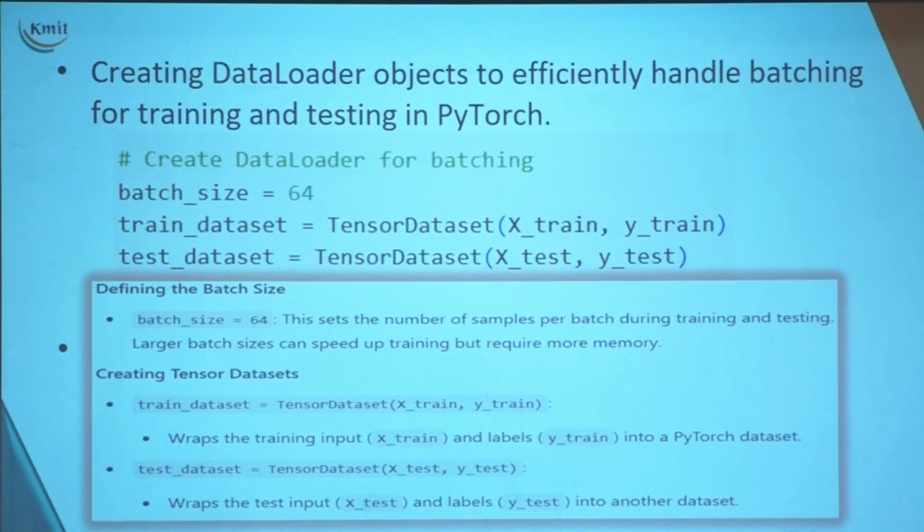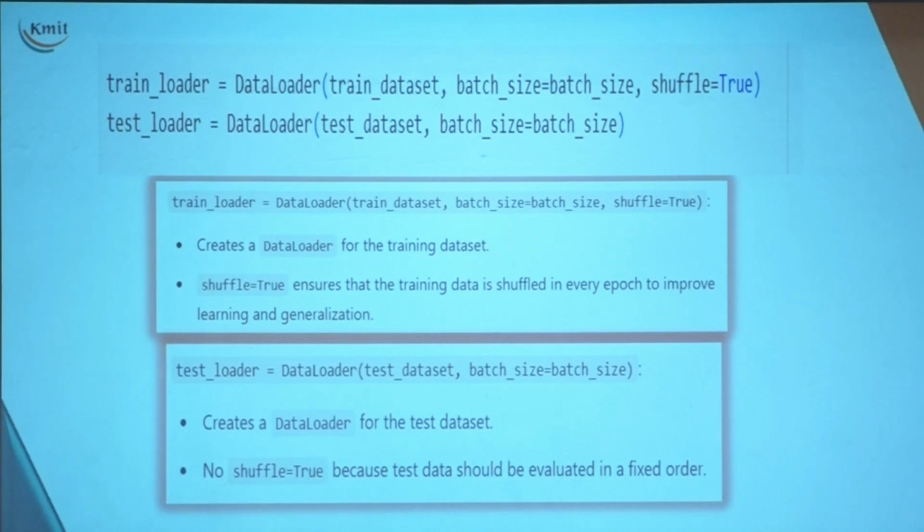The train data set I am creating by applying this method. What is the method? Tensor data set, taking input X train and Y train. So taking X train and Y train that you have split out of the X and Y you have generated, you are creating a train data set. It will wrap this X train and Y train into a data set and present it as your training data set. Similarly, you will use tensor data set with X test and Y test, wrapping it and creating a test data set object. Clear enough?